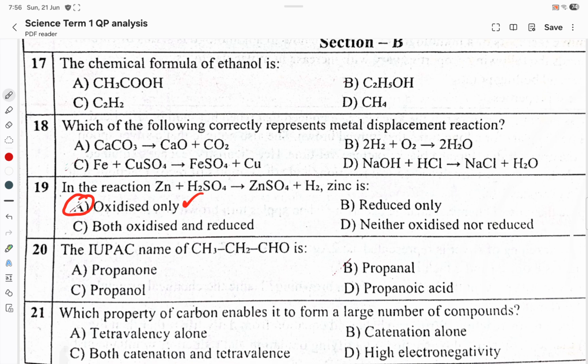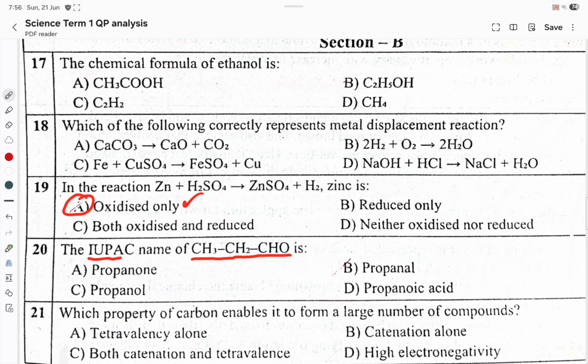Question number 20. The IUPAC name of CH3CH2CHO. IUPAC means International Union of Pure and Applied Chemistry, right? This is the organization that gives names for different compounds. This question is from the chapter Carbon and its Compounds, particularly from nomenclature.